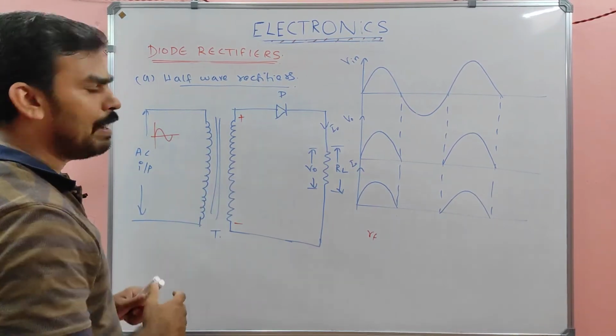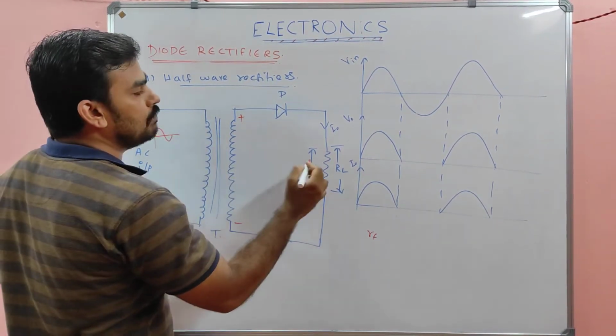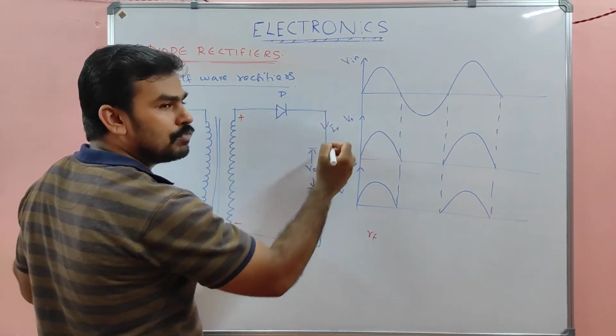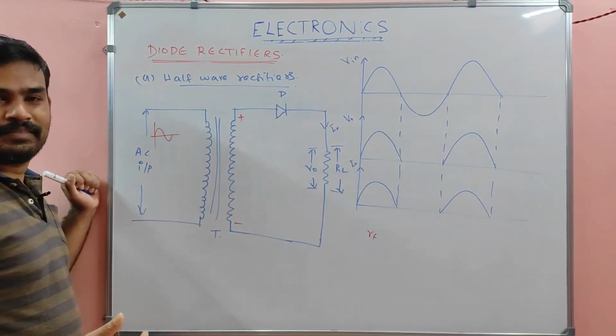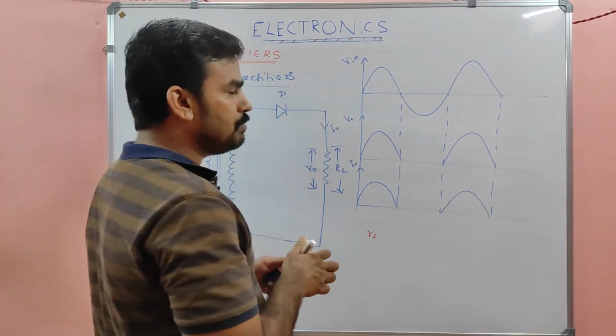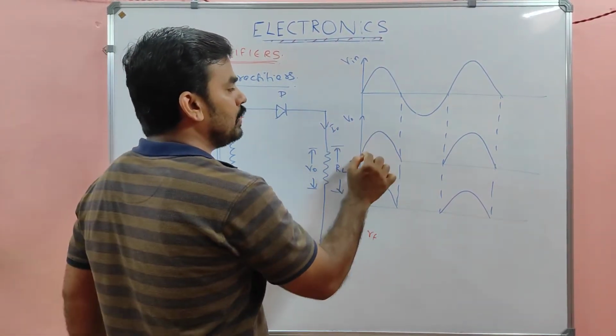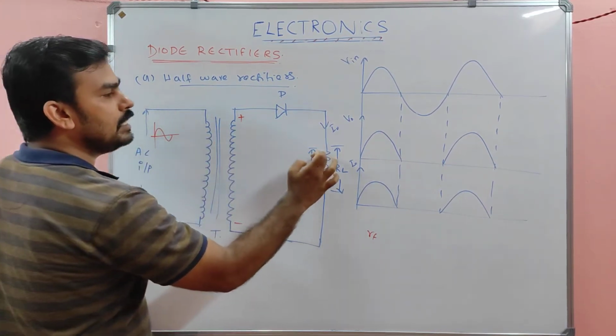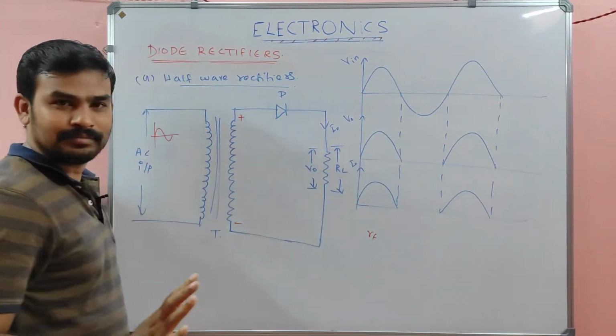So what is happening here? The half cycle will be available here. Half cycle means there will be a flow of current in the positive half cycle. If you observe the waveform, my dears, we will get a complete half cycle. That means exactly that half cycle is produced here.